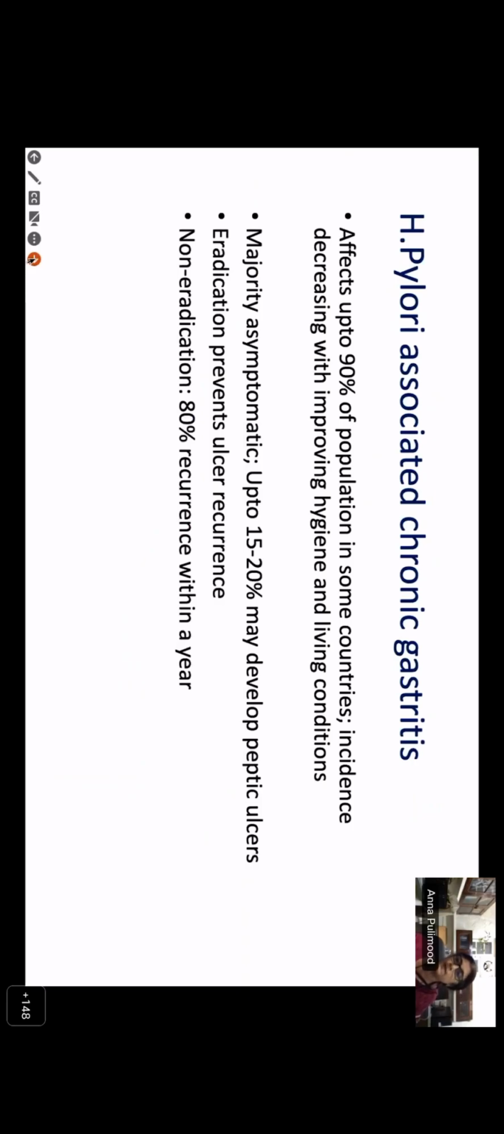It affects up to 90% of the population in some countries. In most people, H. pylori infection is asymptomatic. Only a small subset will have symptoms and about 15 to 20% develop ulcers. But it's important that once they get the ulcer, you diagnose H. pylori and treat it and eradicate it to prevent recurrence.